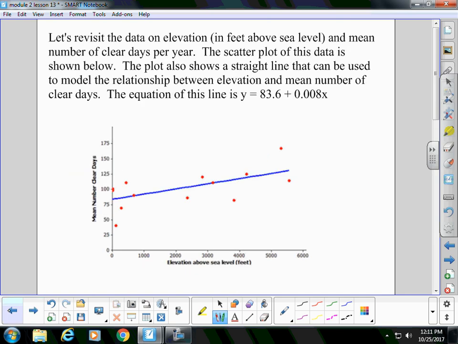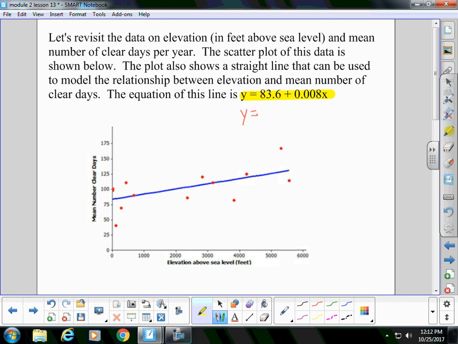Let's revisit the data on elevation in feet above sea level and the mean number of clear days per year. This was example 1 from yesterday. The scatter plot of this data is shown below. The plot also shows a straight line that can be used to model the relationship between the elevation and the mean number of clear days. The equation is a line: y equals 83.6 plus 0.008x.